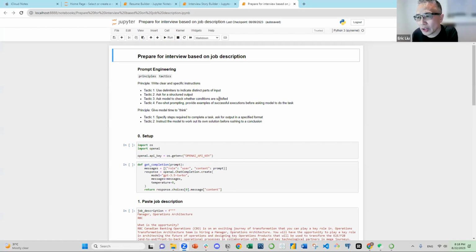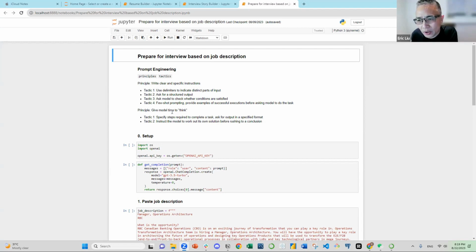Ask the model to check whether conditions are satisfied. I'm not going to use this today, but this one has several use cases you can try out later on. I'm going to use few-shot prompting. To work with OpenAI, it's not enough just to tell the AI. You have to show AI what you mean, right? So give AI the instruction, but follow up with one or a few examples. That is one of the best ways for AI to understand you and then provide a quality answer.